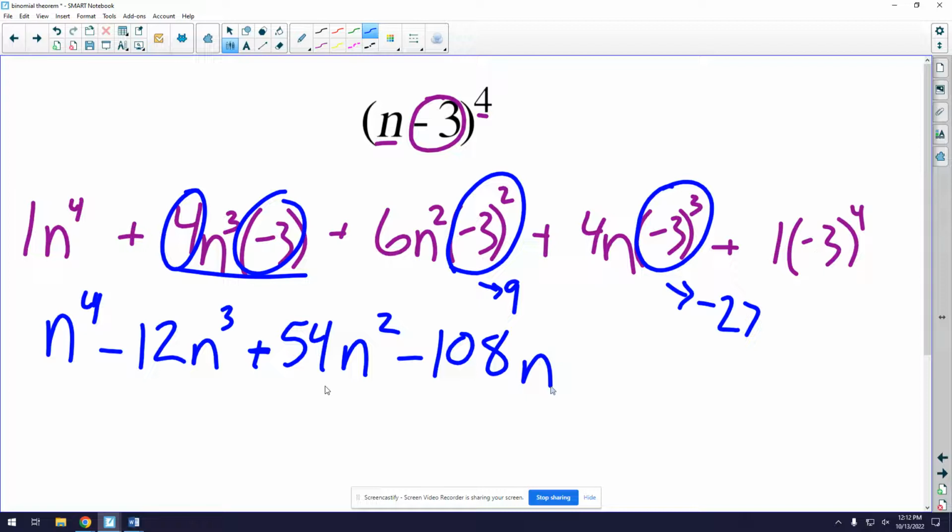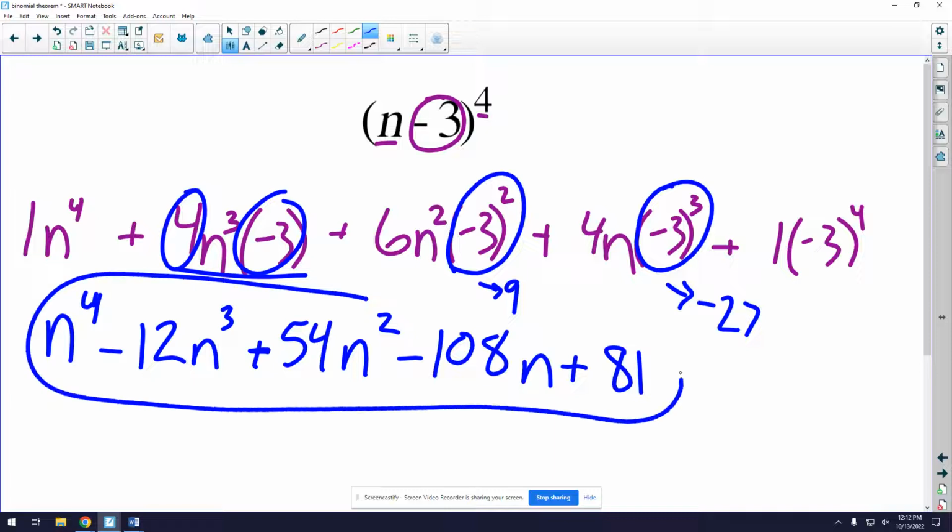And in the last one, I just have 1 times and then -3 to the 4th. Well, since it's 4th, that means I have 4 negatives. 4 negatives make a positive. 3 to the 4th. Well, 3 to the 3rd is 27. 27 times another 3 is 81. There is your expanded answer.